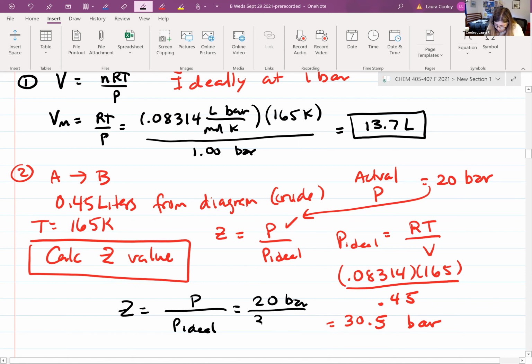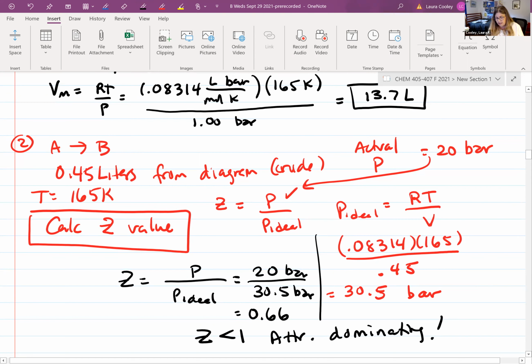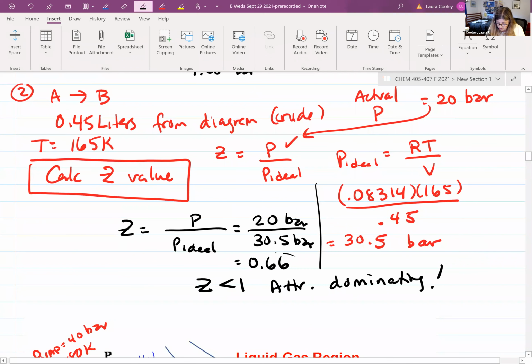So Z is less than 1, and this is where attractions are dominating. What I said before about how the pressure is not rising as volume goes down as if it were an ideal gas, it's basically rising less. The pressures are lower. And indeed, you see that you have these values of Z that are less than 1, which imply that attractions are dominating this picture here.